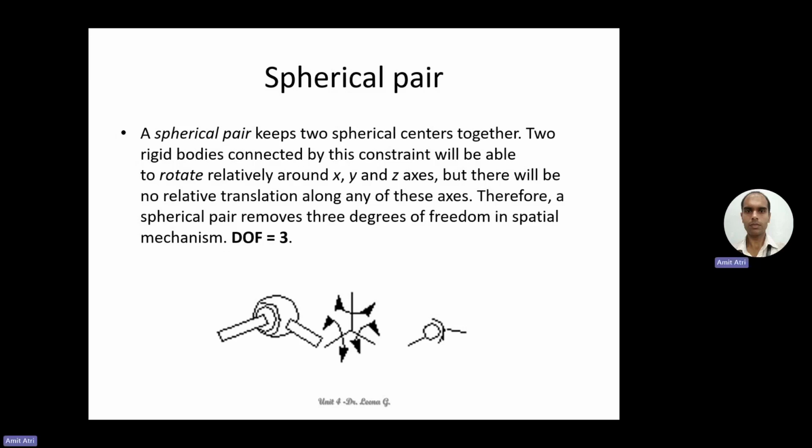In a spherical pair, two spherical centers are kept together. Two rigid bodies connected by this constraint will be able to rotate relatively around the x, y and z axes, but there will be no relative translation motion along any of these axes. So only rotational type of motion is there. The degree of freedom is 3 in this case: rotational, one along the x-axis, one along the y-axis and one along the z-axis. So the degree of freedom is 3.